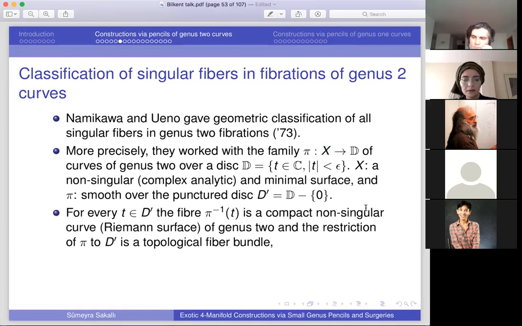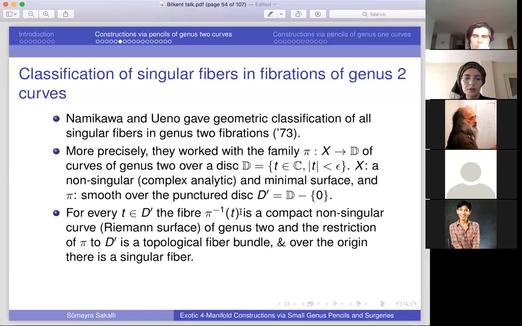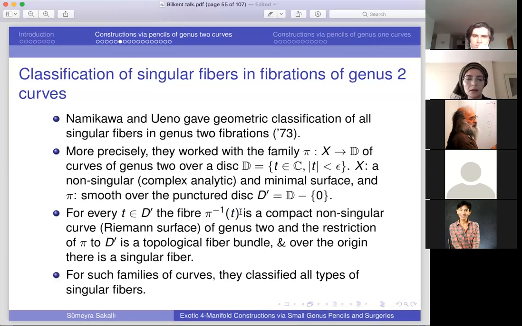And our map pi is smooth over the punctured disk. Because of that, for any point you take in the punctured disk, its fiber upstairs is a compact, non-singular curve. In fact, it is a Riemann surface of genus 2. The restriction of our map pi to the punctured disk is just a topological fiber bundle. They work in this complex setting, and then over the origin, there is a singular fiber.